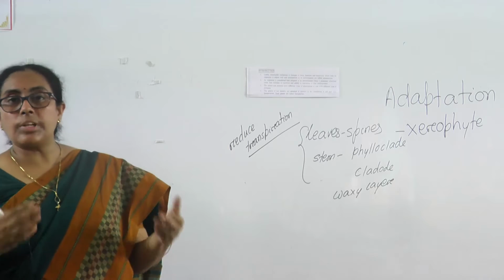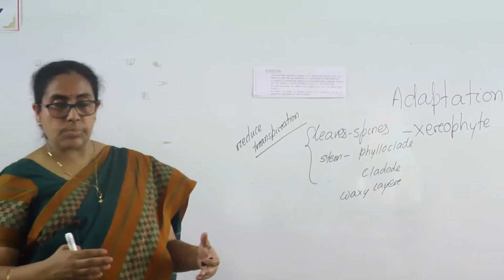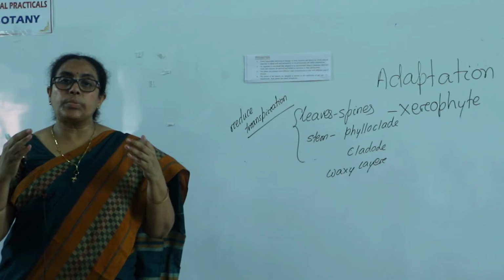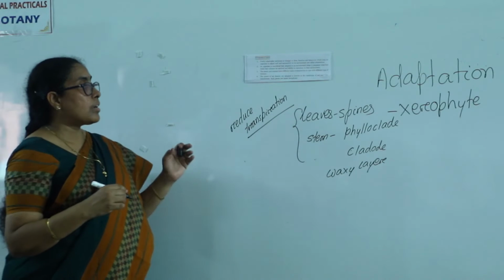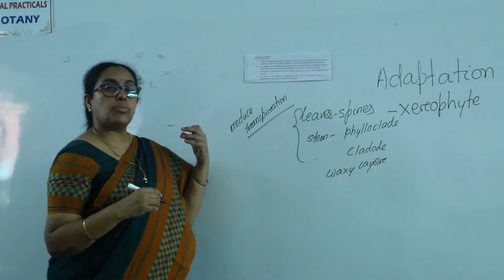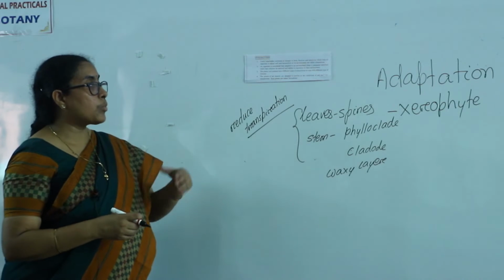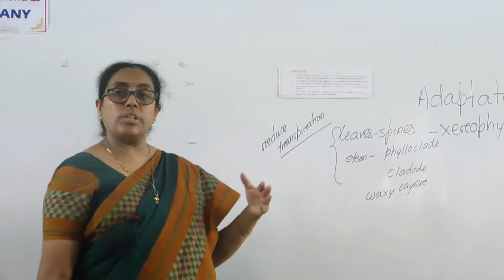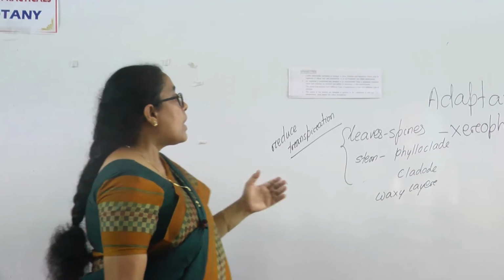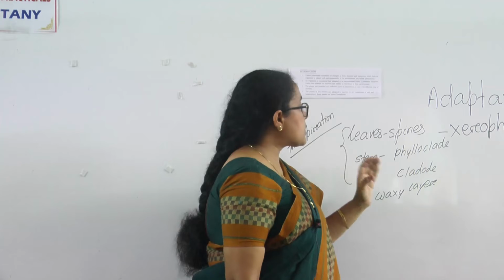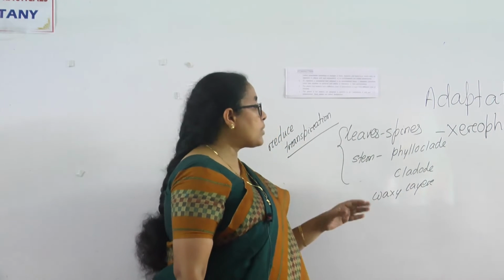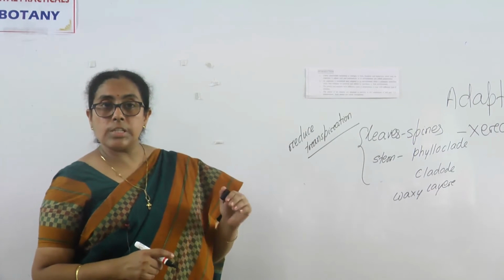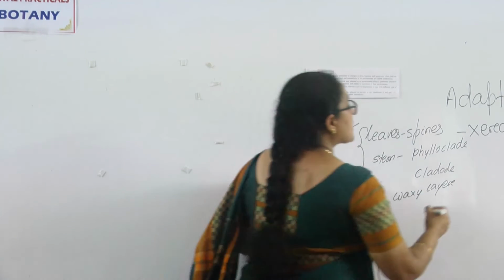So to overcome that problem, those organisms adapt so that the transpiration, the evaporation of water, is less. That is why the leaves are modified. The leaf is either in a condensed form or has been modified into spines. Even the stipules are modified into spines, and the stems are modified into phylloclade and cladodes, and waxy layers are present. And the type of photosynthesis they follow is the CAM pathway.